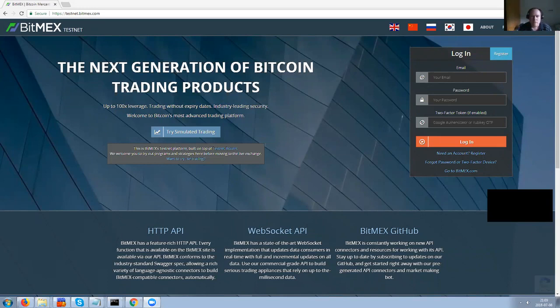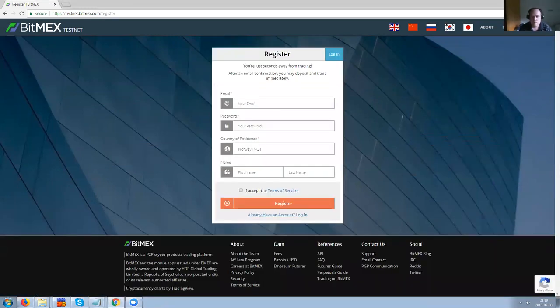It's a bit laggy. Wait a little bit. I'm just going to shut down some applications here. Okay, now it works. Press register, input your email address, and then your password and the country of residence. Name isn't important, and you accept the terms of service, press register.